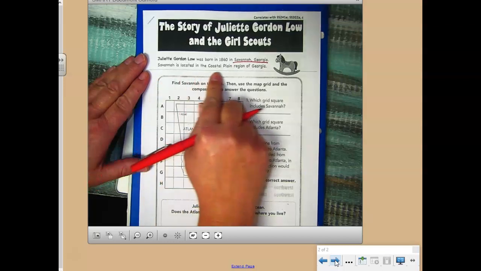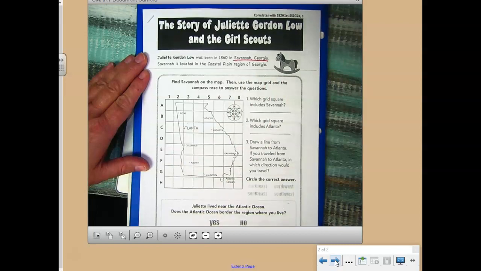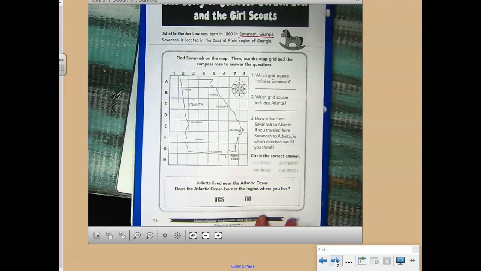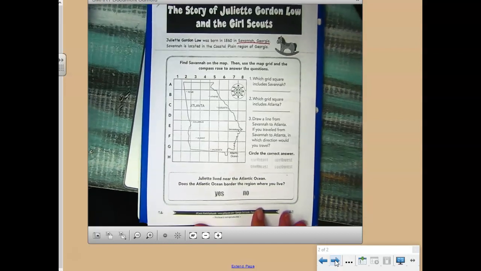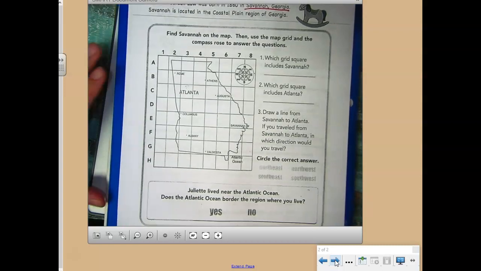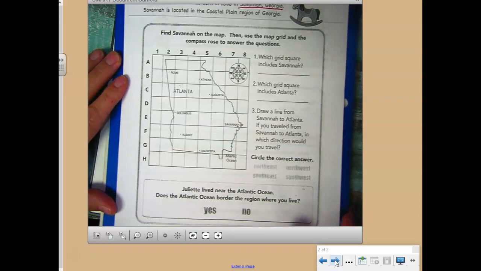Savannah is located in the coastal plain region of Georgia. So let's look at the map. It says find Savannah on the map. Then use the map grid and the compass rose to answer the questions.